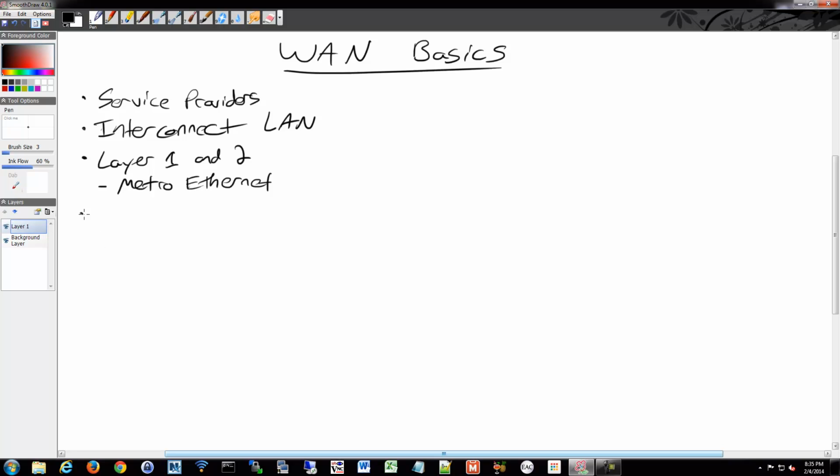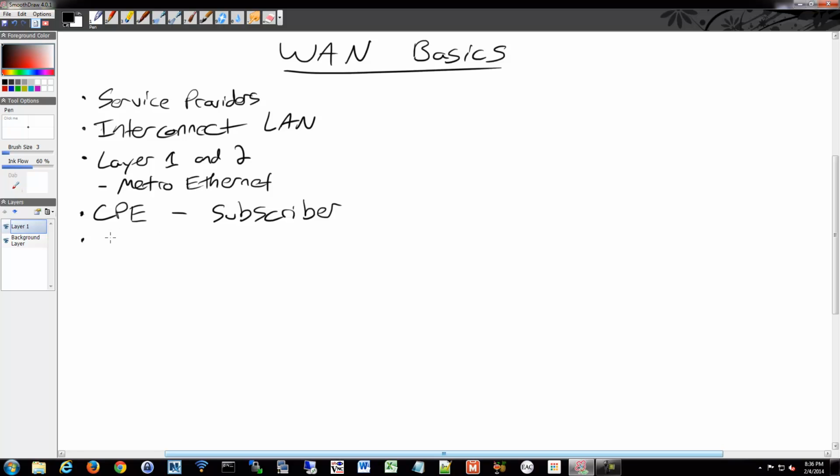We have some specific terms related to wide area networks. So we have customer premises equipment, CPE. So your customer premises equipment is equipment that the subscriber owns. Subscriber meaning you, the company that you're part of, whoever leases from the internet provider or the WAN provider.